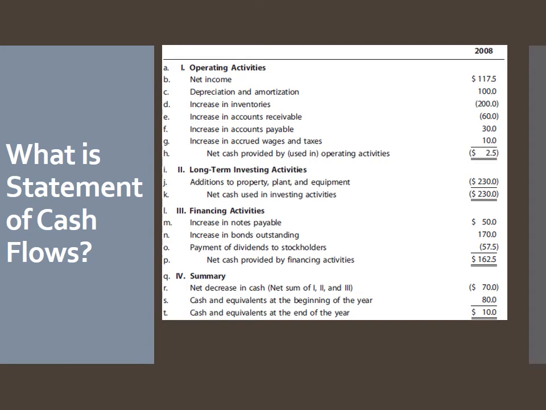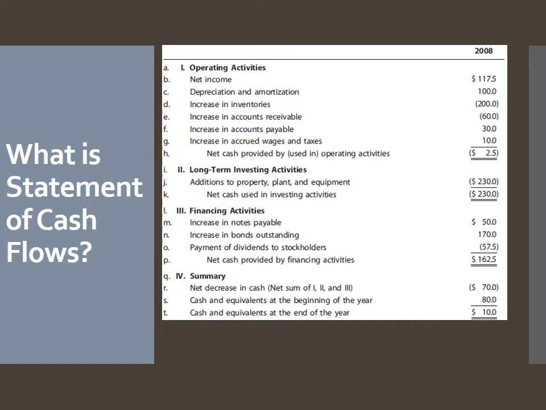For the operating activities, this section usually deals with items that occur as part of the normal ongoing operations. It is composed of net income, depreciation and amortization, increases in inventories, accounts payable, receivables, wages, and things like that. Most of the time this is related to current assets and liabilities. So you just place it here.